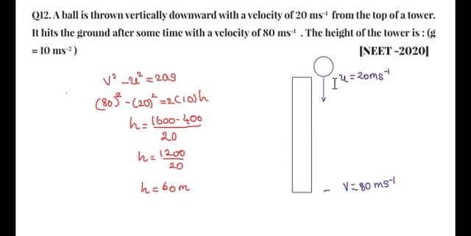A ball is thrown vertically downward with a velocity of 20 m/s from the top of a tower. It hits the ground after some time with a velocity of 80 m/s. We need to calculate the height of the tower. So u and v are given, and the acceleration due to gravity helps to find the height through the kinematic third equation. v² − u² = 2as. So v is 80 and u is 20. If you substitute, you will get the value of 60 meters.